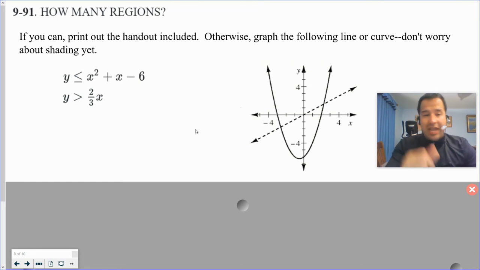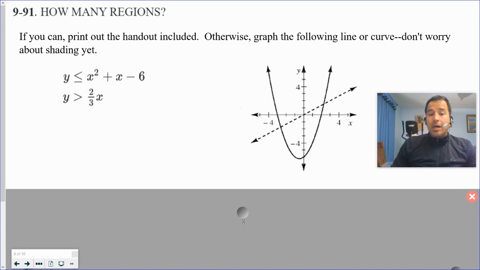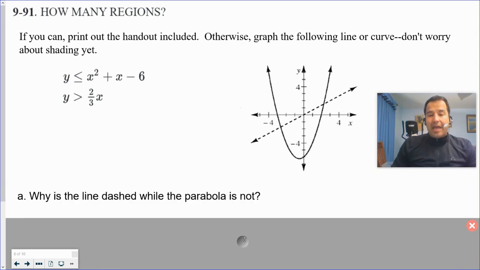So that's what you should have, okay? Hopefully you got that this right here, the linear equation, should be a dashed line because there's no equal sign. And then this one over here should be a parabola, okay? Why is a line dashed while a parabola is not? Well, okay, I kind of already answered that. My bad. Okay, let's move on.